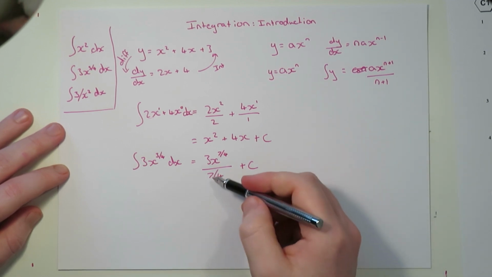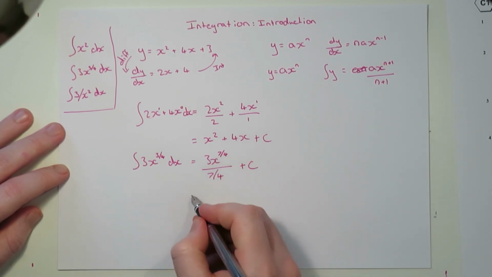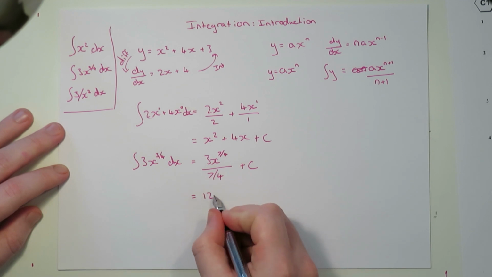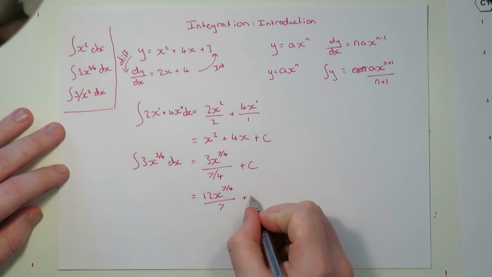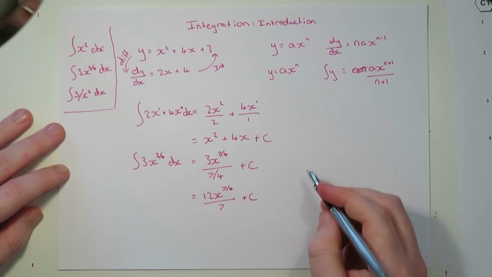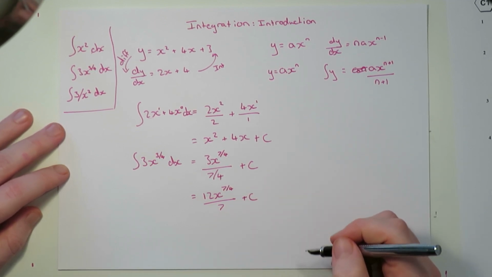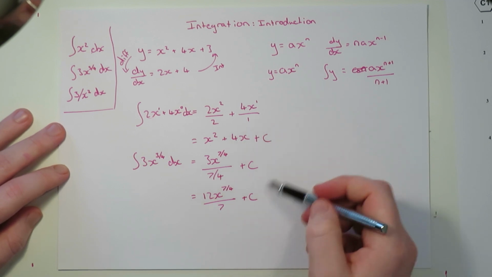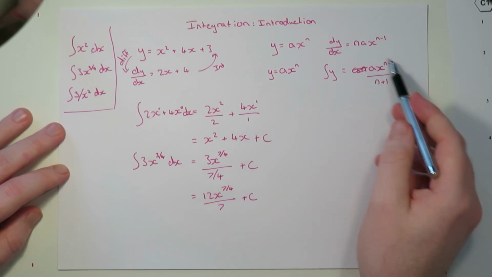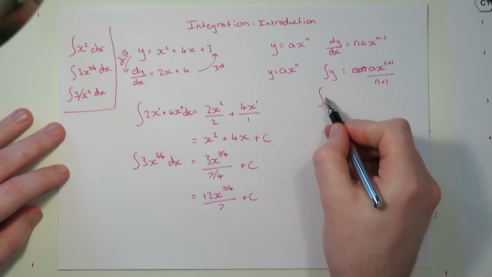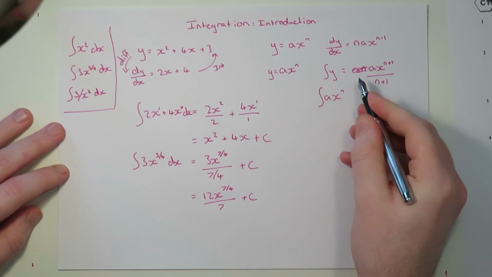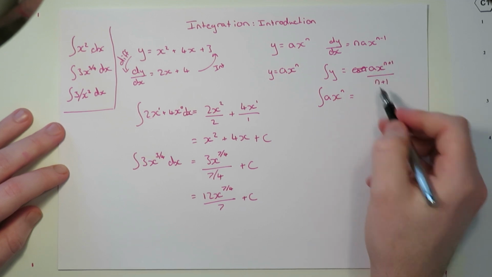And there we go. Now normally you would simplify this somewhat and say that that would be 12x^(7/4) over 7 plus c, but it doesn't really matter. Here I'm more concerned with showing you how this works, how if you have the integral of ax to the n, that is this thing here.